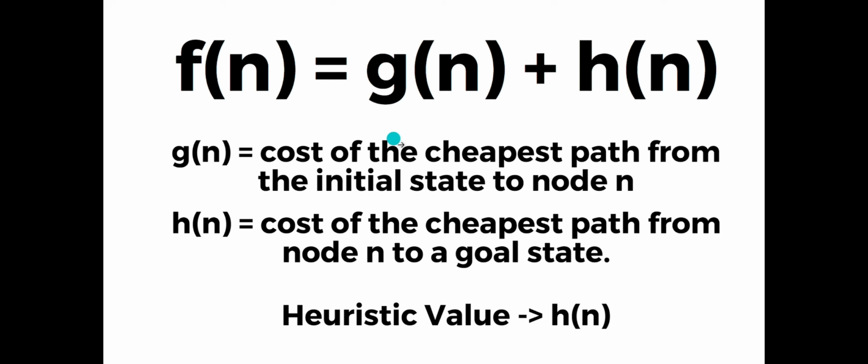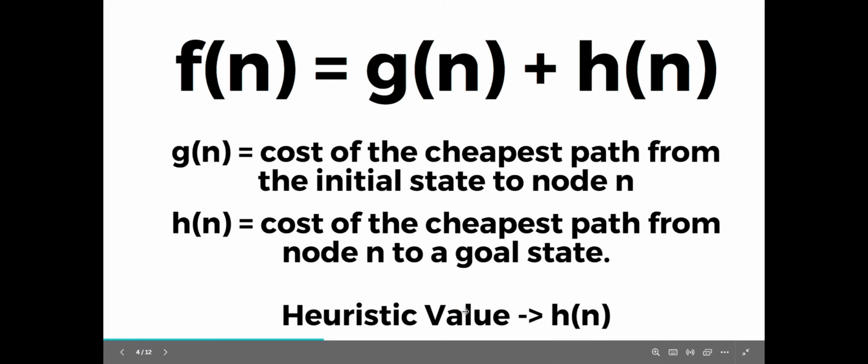g(n) is the cost of the cheapest path from the initial state to the node n, and h(n) is the cost of the cheapest path from node n to a goal state. h(n) is the heuristic value of each node.